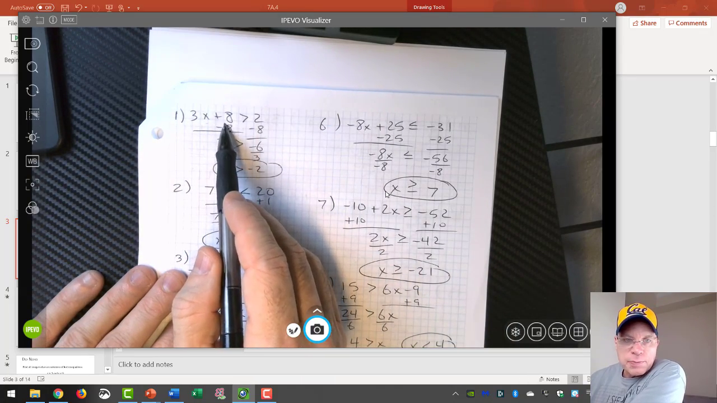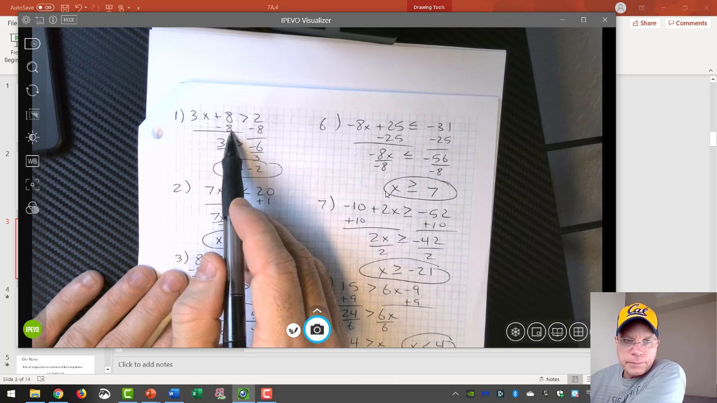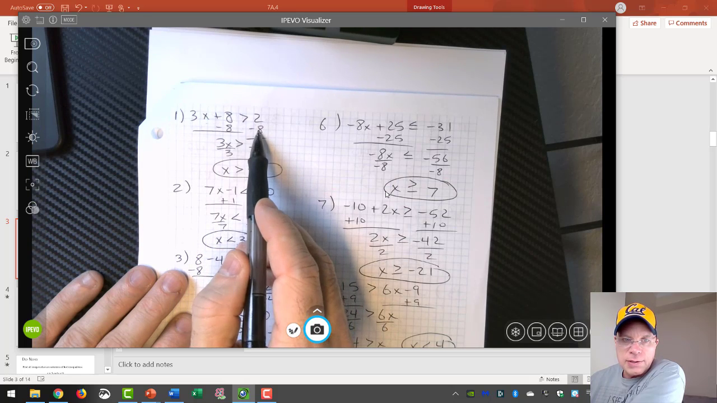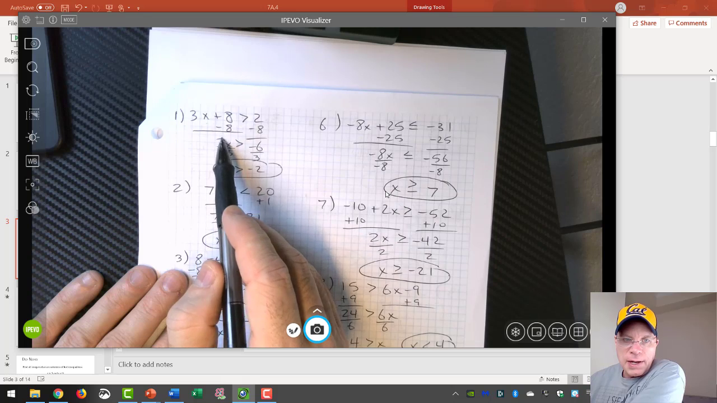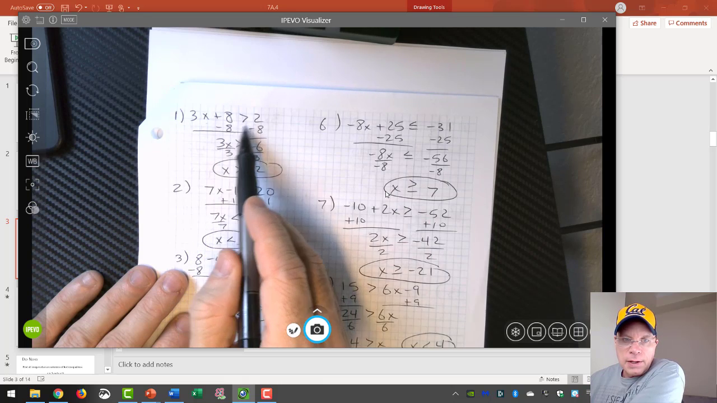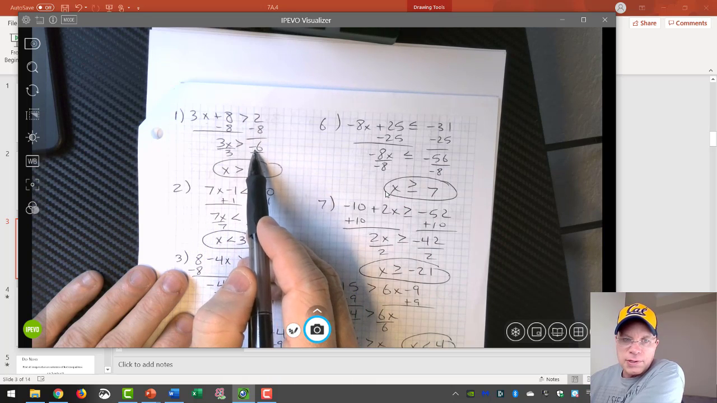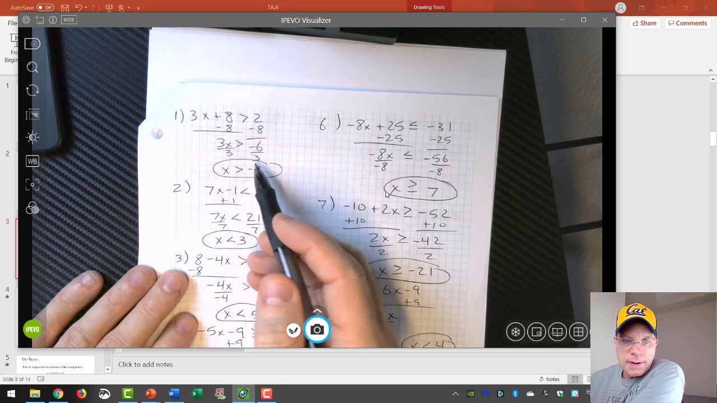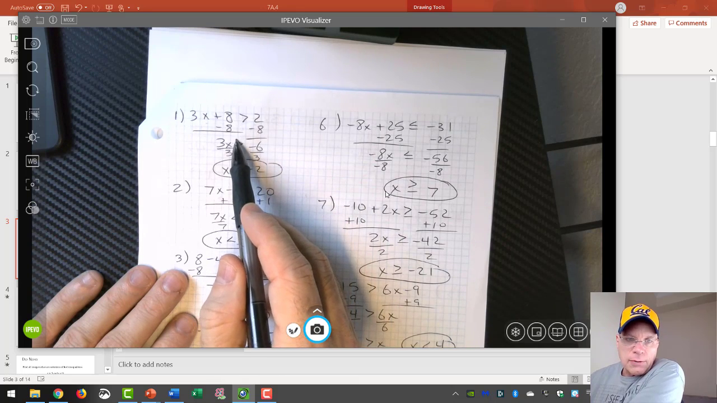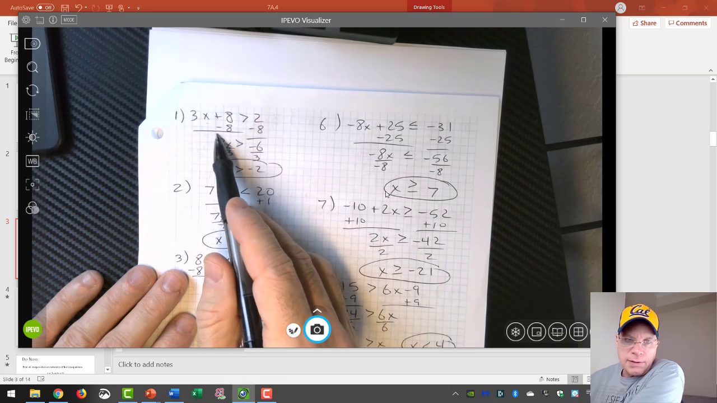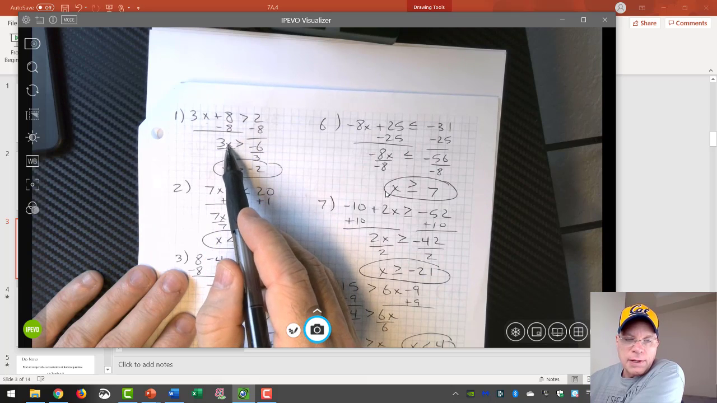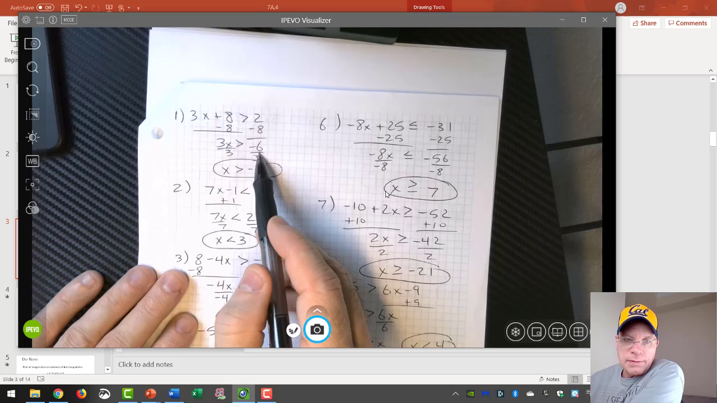Number 1 was 3x plus 8 is greater than 2. Subtracted 8 from both sides to get rid of the constant term and to isolate the variable term. 2 minus 8 is the same as 2 plus negative 8. That's negative 6. And I did not need to reverse the inequality symbol because I didn't divide or multiply by a negative. Then I divided by 3.